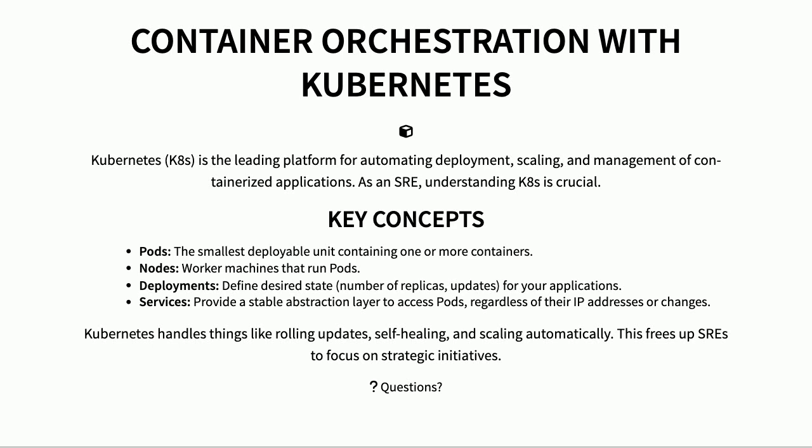Deployments tell Kubernetes how many copies, replicas, of your application you want running, and they handle updates smoothly so you don't lose service. And finally, services act as a consistent address for your applications, even if containers get moved around or replaced. Basically, Kubernetes takes the headache out of scaling, maintaining, and updating your apps.